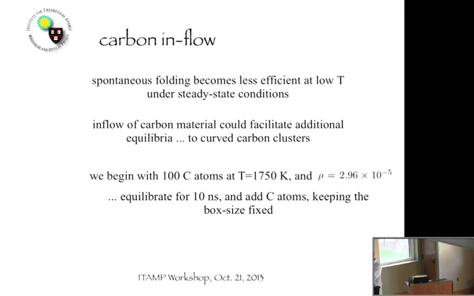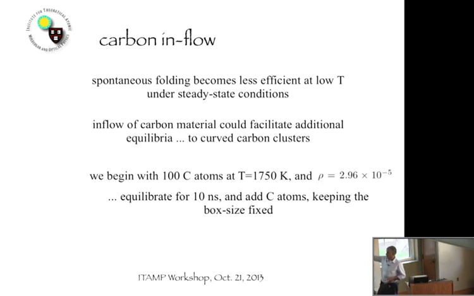Now, in order to simulate astrophysical conditions, what we thought we could do is manually inject carbon atoms into the simulation. We started with a fixed number because spontaneous folding becomes less and less efficient at lower temperatures when steady-state conditions are considered. So we include an inflow of carbon material, hoping to facilitate new equilibria and eventually curve the structures. We started with 100 carbon atoms.